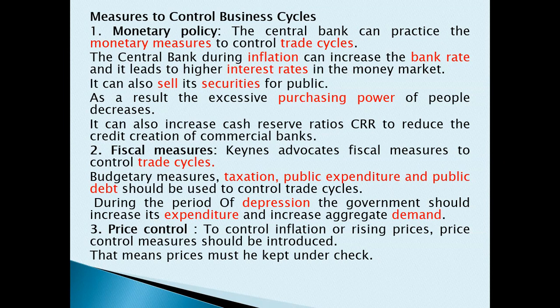Next is price control. At the time of inflation, what is going to happen? Here, we can keep control on rising prices. To control inflation, price control measures should be introduced. Means what? We will set the prices of the products. So these products' prices will be this and this. By keeping control on the products, again I can control the boom condition. That means prices must be kept under check, so that the government can create some interventions in the prices of products, and they can control the business cycles.